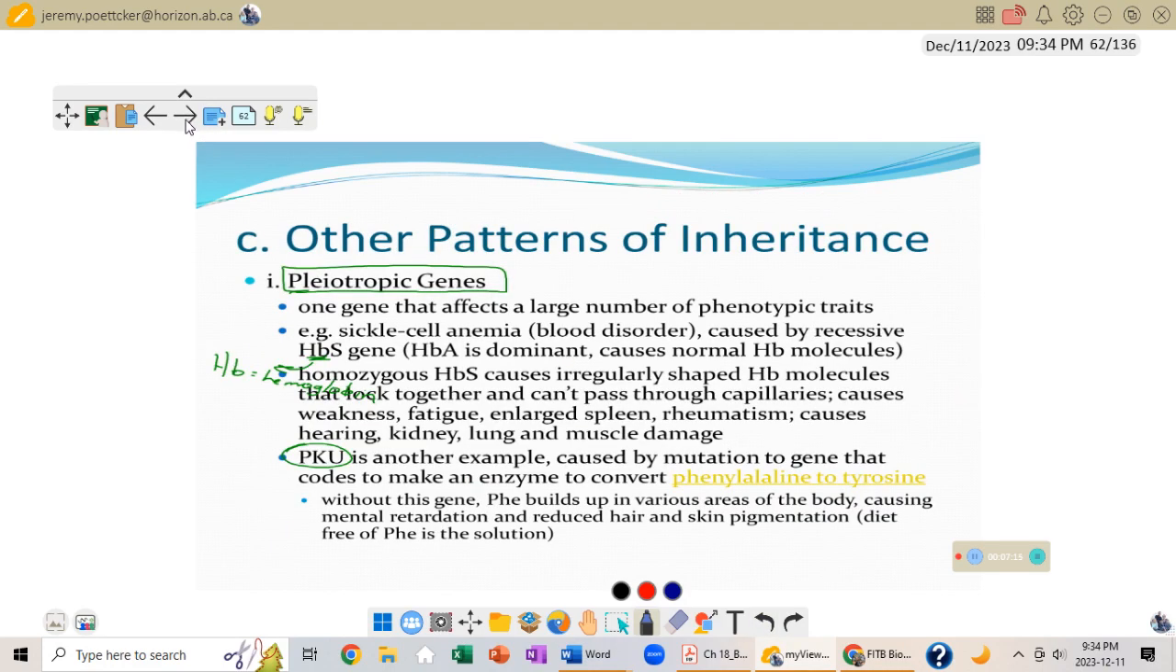What that takes us to is a couple other patterns of inheritance. So one you need to know about is called pleiotropic genes.